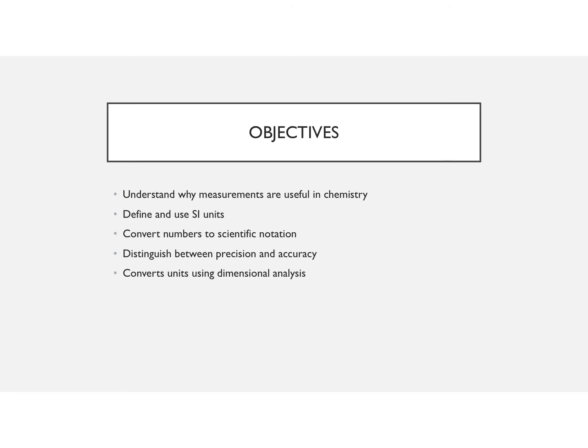Just like with every video, I always add the objectives. So after this video, you should understand why measurements are useful in chemistry, define and use SI units, convert numbers to scientific notation, distinguish between precision and accuracy, and convert units using dimensional analysis.